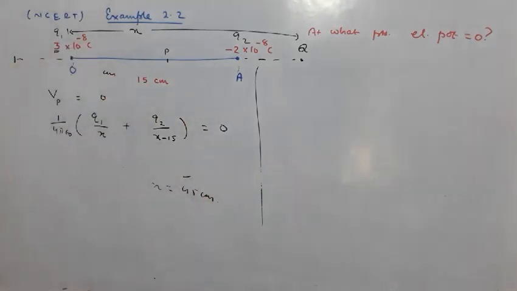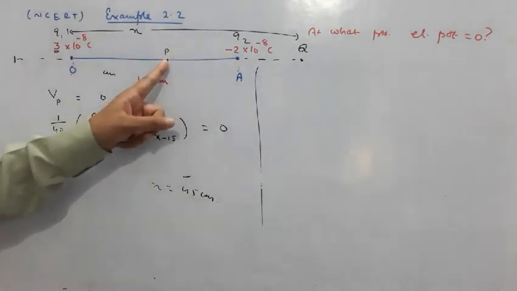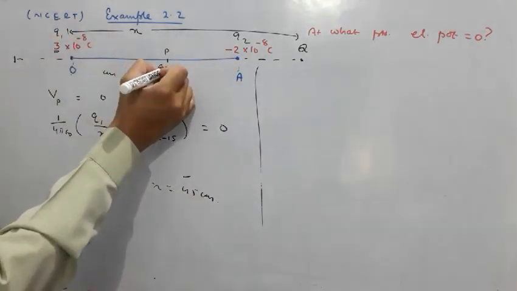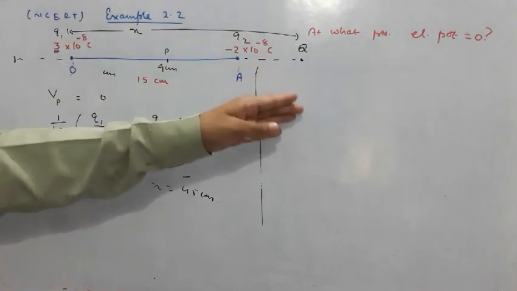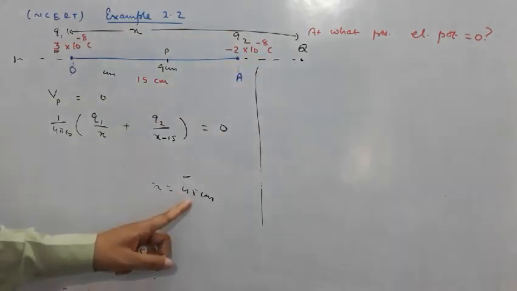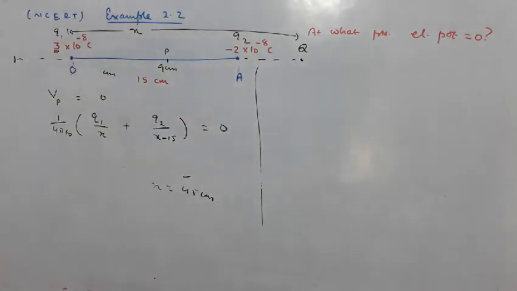So there are two answers for this. In between the 2 points at point P, which was at a distance of 9 centimeter, and to the right of A, also you will get some answer that is at a distance of 45 centimeter.